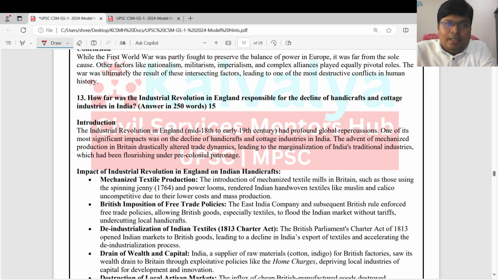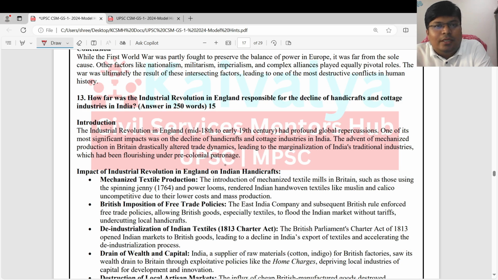If you properly analyze the previous year question papers of UPSC, then you will realize that at least once, year after year, UPSC is asking a question on British economic policies. So it is important to emphasize this part, the economic policies of the British government, or the British East India Company up to 1857, and afterward the British government, and their impact on Indian economy, society, etc.